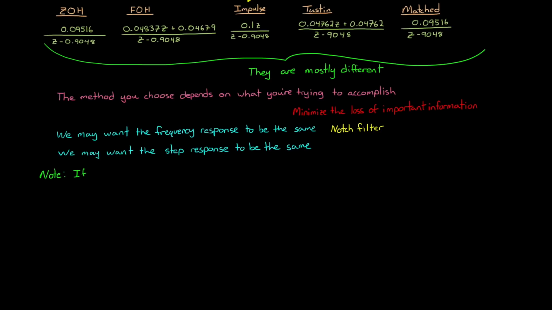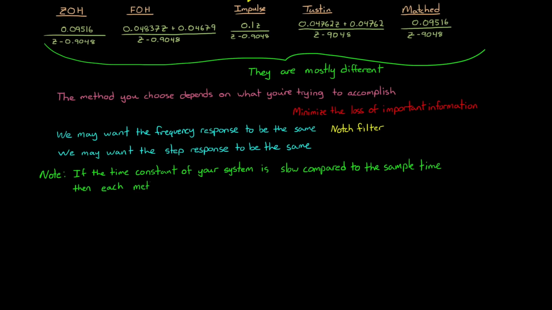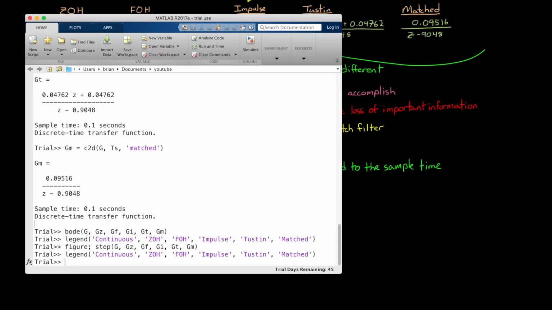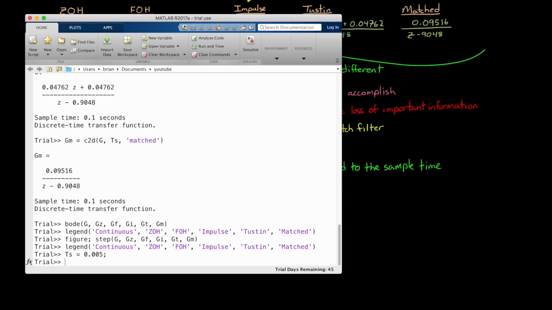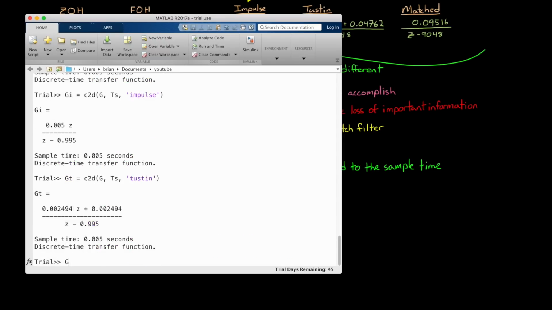That is, if the dynamics, or the time constant of your continuous system is relatively slow compared to the sample time, then it doesn't really matter what method you choose. They're all about equivalent. So let's go back to MATLAB and change the sample time from 0.1 seconds to 0.005 seconds and then recalculate each of our discrete systems.